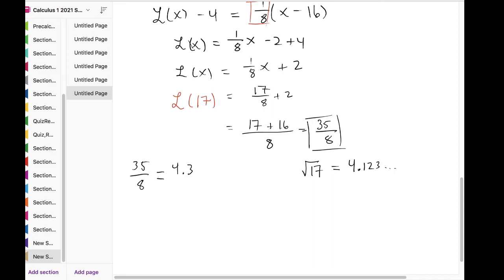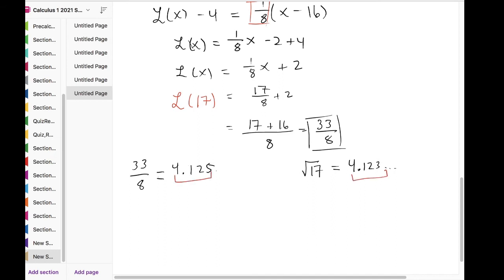Oh, 7, yeah. Sorry. Wow. 33. Can't add today. 4.125. Okay, that's even better. Knew it was really close. Okay, so these are really close.